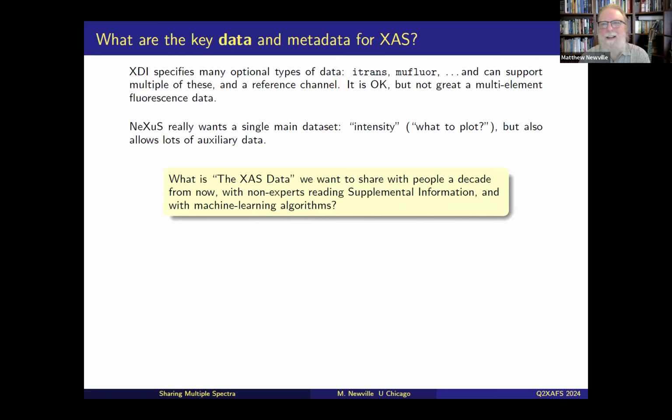Thanks. Okay, so that was all preface of what we interpreted our charge to be. I think those things can be questioned. But those were what we did. That's what our decisions were. So XDI specifies many options for data, like I-trans, mu fluorescence, and can support multiple of these, like a reference channel, if it's measured at the same time. This is okay, and XDI is good, but it's also not great at multi-element fluorescence data. So if you have a 10 or 100 element detector, XDI is kind of clunky because you have a lot of columns in a file and it gets kind of hard to use.